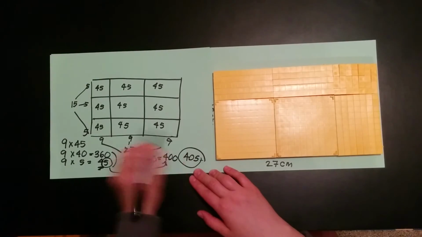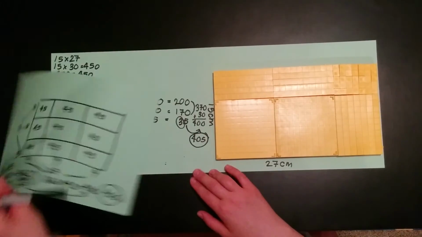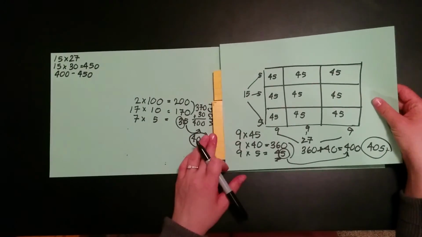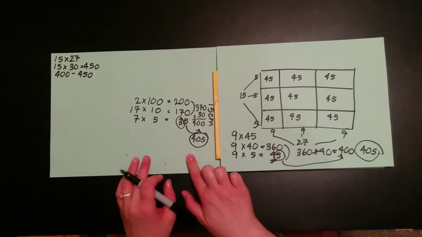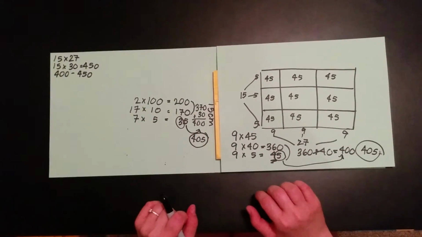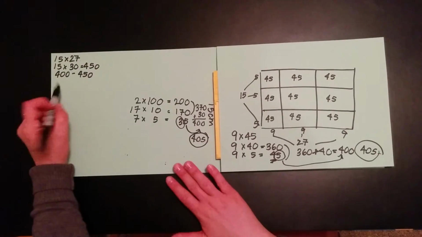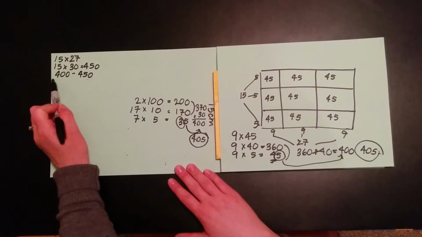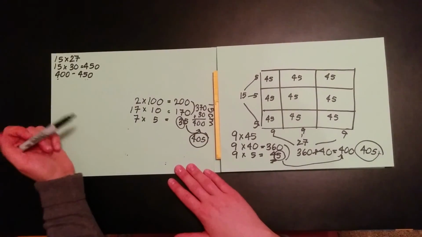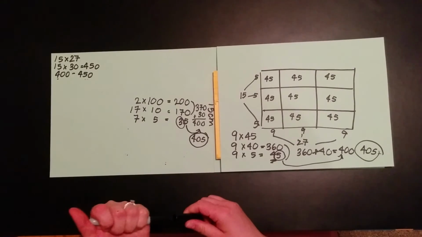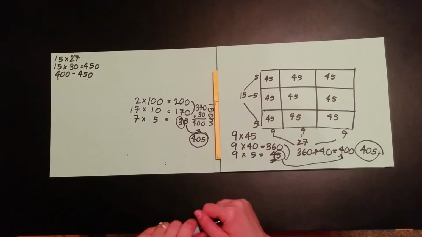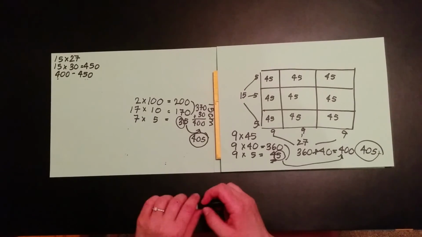So I can see that with both of these computation strategies, I get the same product, which is 405, even though I've thought about it in two different ways. And both of them fall between my estimate, which was somewhere between 400 and 450. So these two computation strategies are just two ways to think about two-digit by two-digit multiplication.